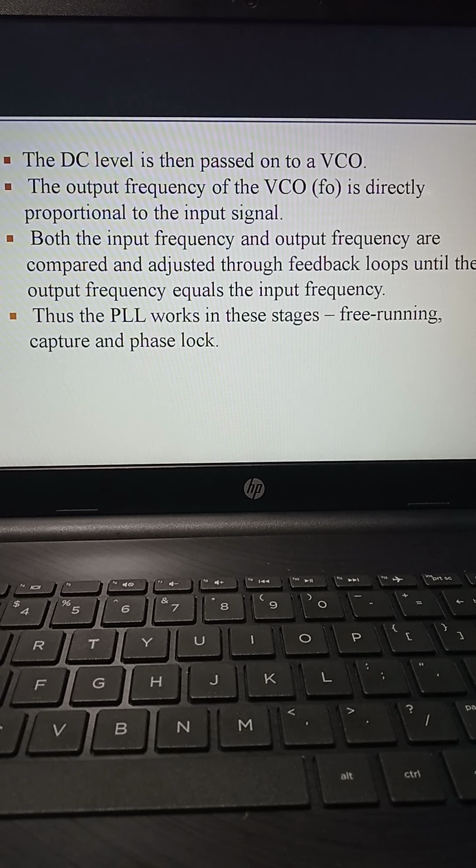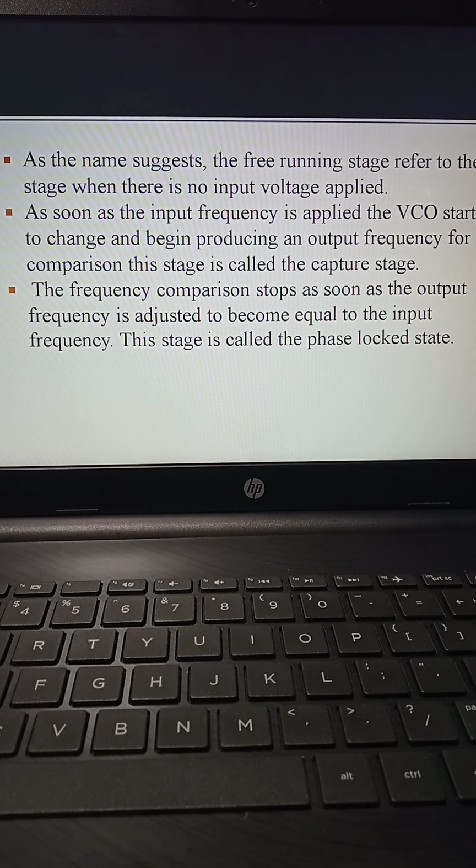Both the input frequency and output frequency are compared and adjusted through feedback loops until the output frequency equals the input frequency. Thus, the PLL works in these stages. I have already explained these three stages: free running stage, capture, and the phase lock. So, we'll see what exactly this means. As the name suggests, the free running stage refers to the stage when no input voltage is applied.